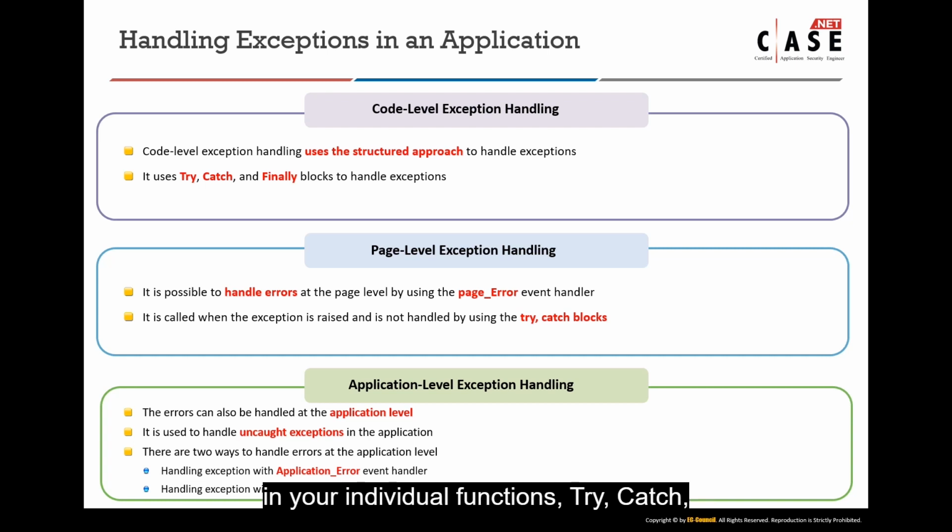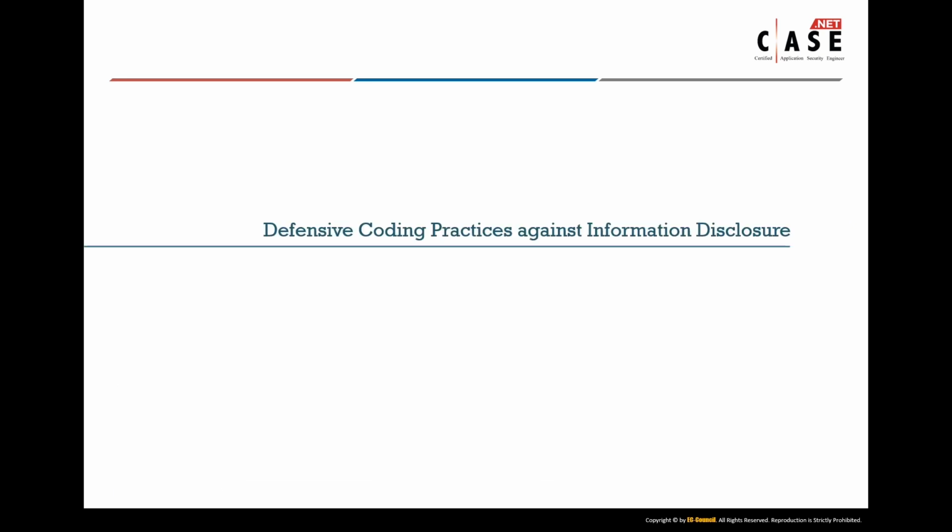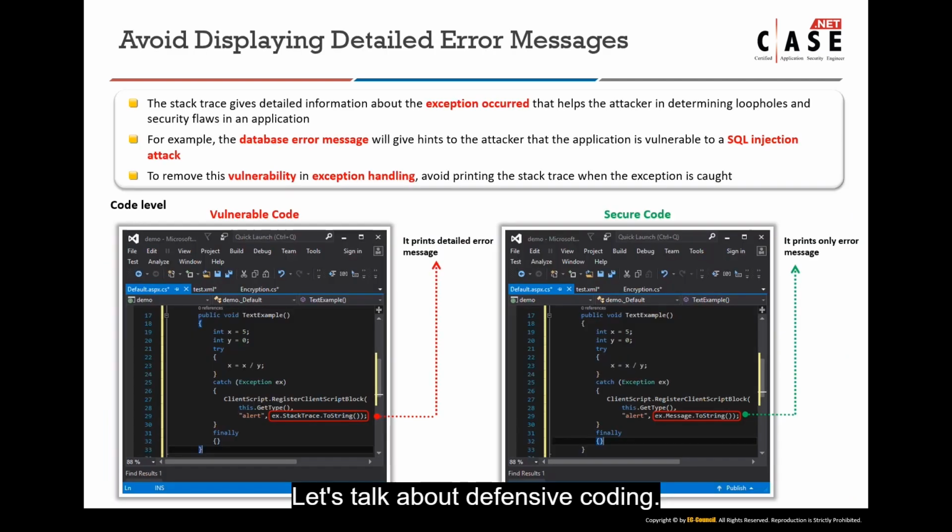In your individual functions, use try, catch, and finally blocks. The page and application levels are just backups in case something wasn't handled elsewhere. Let's talk about defensive coding.